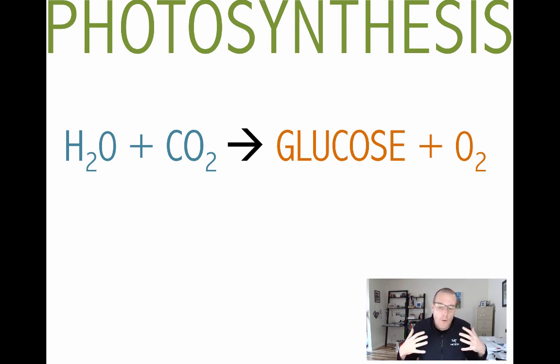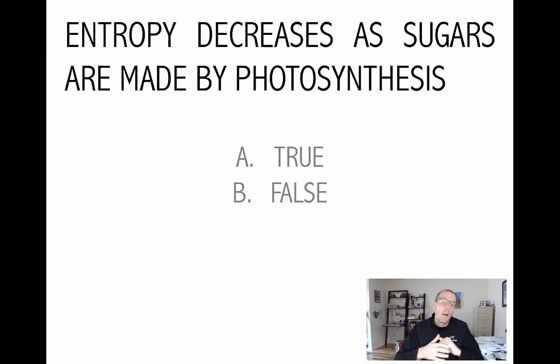So I've got a whole bunch of questions now, which as we work through them, hopefully you will start to build up an understanding. And if I need to, I'll pause and discuss the question. If I think it's an easy enough question, I'll just flash the answer up on the screen like I've done before. Okay, so let's get started with these questions. Here comes the first one. Entropy decreases as sugars are made by photosynthesis. Let's see how you get on with that one, and I'll flash the answer up in a moment.